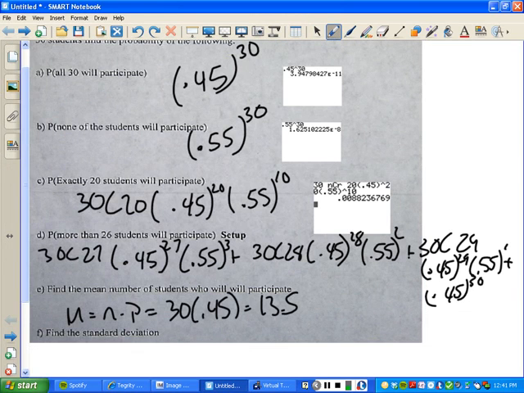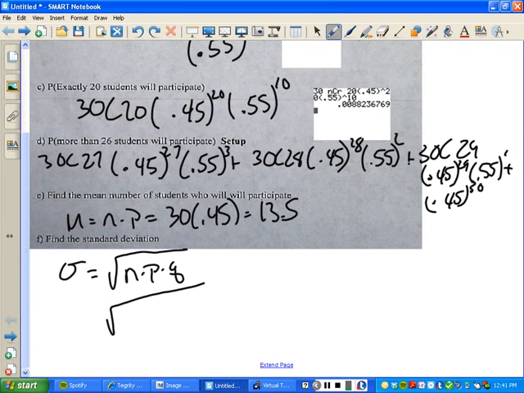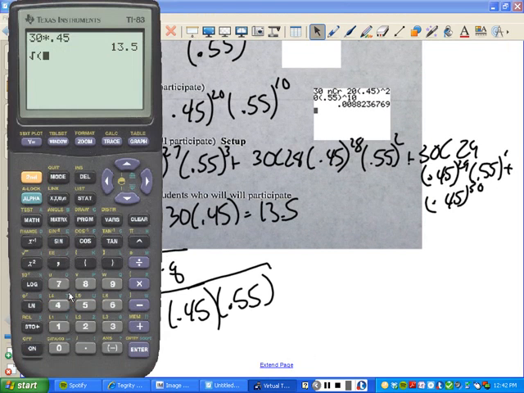And what's the standard deviation? For those of you that can't see it, I'll move it down some. The standard deviation, you don't know this, but I'm telling you it now, is the square root of n times p times q. So this is the square root of 30 times 0.45 times 0.55. Okay. So it's 2.72.